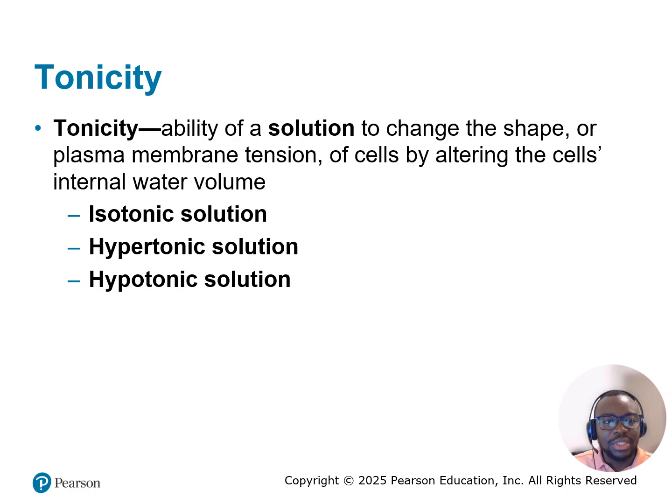Next, we look at tonicity. Tonicity is the ability of a solution to change the shape of a cell or the plasma membrane tension of a cell by altering its internal water volume. We would review three types of solutions: isotonic solutions, hypertonic solutions, and hypotonic solutions. Cells placed in any of these solutions can alter their shape based on the concentration of the solution.